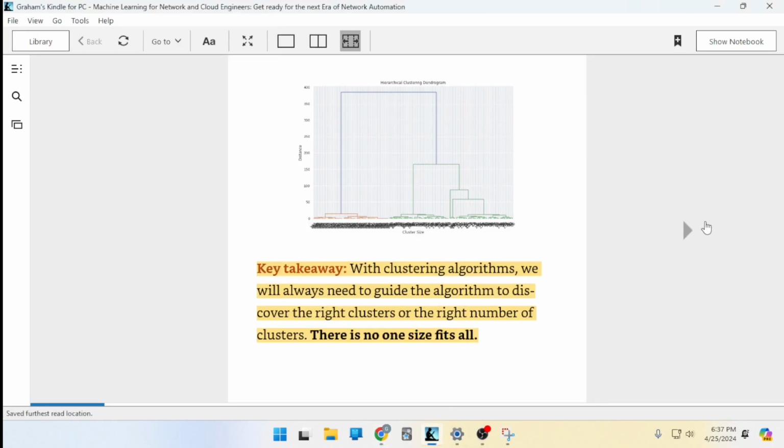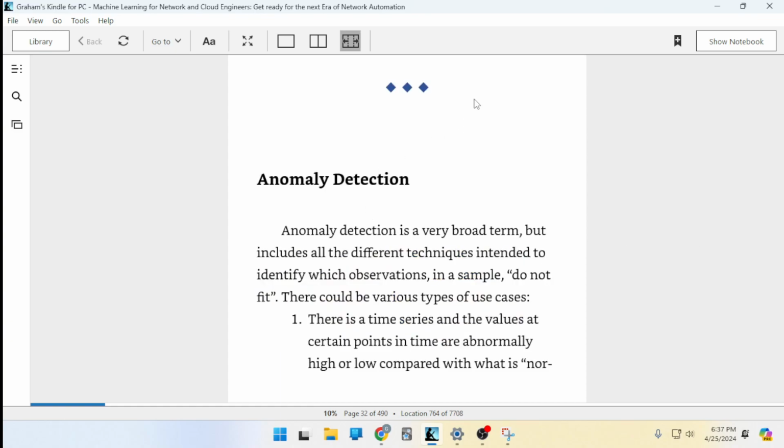So the key takeaway is with clustering algorithms, we will always need to guide the algorithm to discover the right clusters or right number of clusters. There is no one size fits all. All right, next section is anomaly detection.